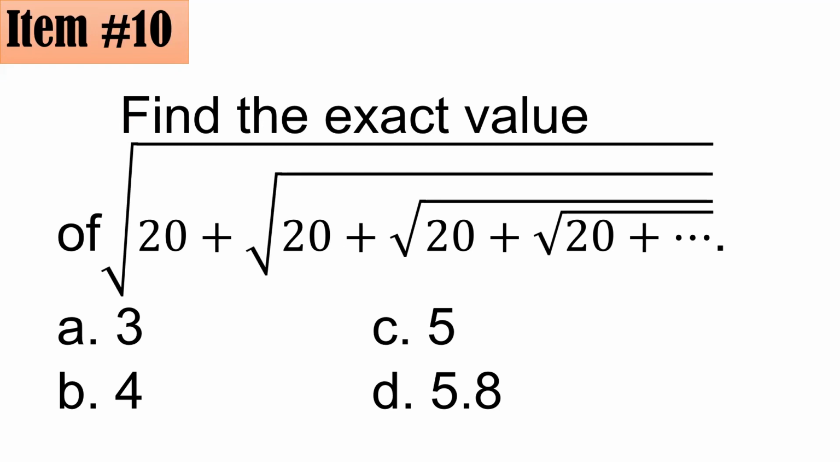Find the exact value of square root of 20 plus square root of 20 plus square root of 20 plus square root of 20 plus that, and so on. So you have here an infinitely nested radical. Is it 3, 4, 5, or 5.8? Letter C daw.